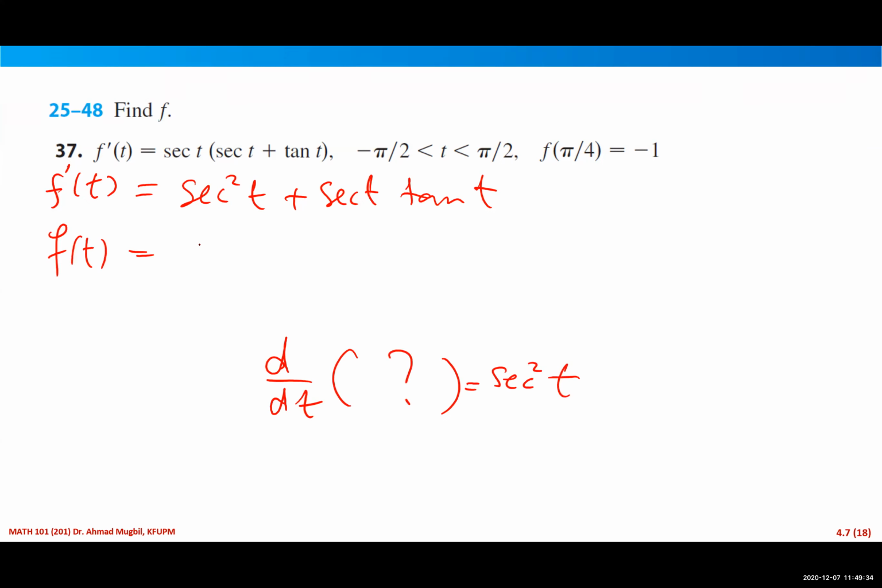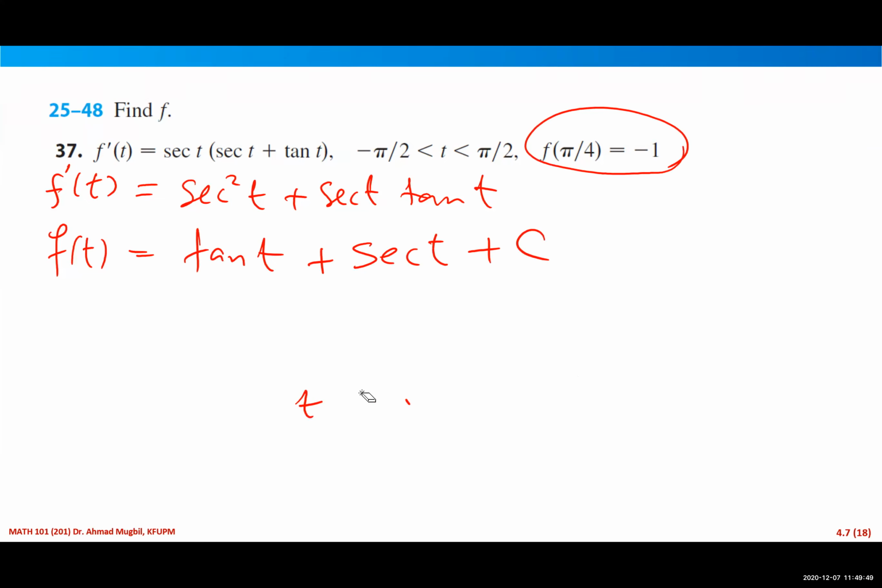Tan. So this is tan t plus, what is the function that its derivative is secant tan? It is secant. Plus c, don't forget c. Use this to find what is c, and it is solved for you also. I put the final answer for you here.